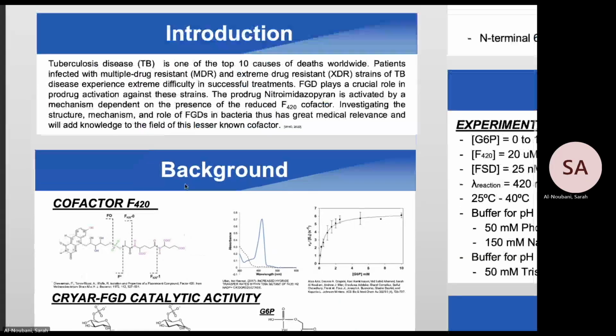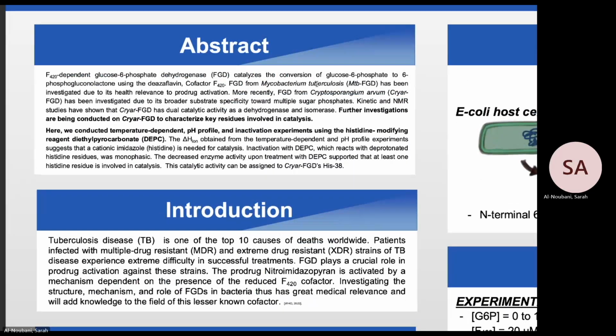This has previously been studied in FGD from Mycobacterium tuberculosis, termed MTB-FGD, due to its medical relevance in treating multi-drug resistant and extremely drug resistant forms of tuberculosis. It's involved because the reduced F420 cofactor is implicated in prodrug activation against these highly resistant forms of tuberculosis.